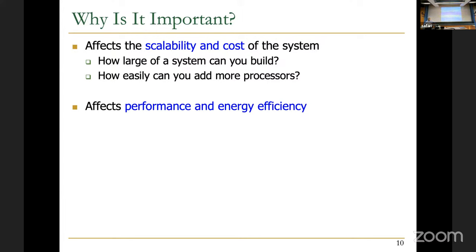So the interconnection network affects the scalability and cost of your system, because there are some interconnection networks that are quite fast, but they have a lot of cost to build them, and we will also see that today. So how large of a system can you build, or how easily can you add more processors? When you imagine the bus interconnection network, if you want to add another node to your bus, it's just making the bus a bit larger and adding another node to that.